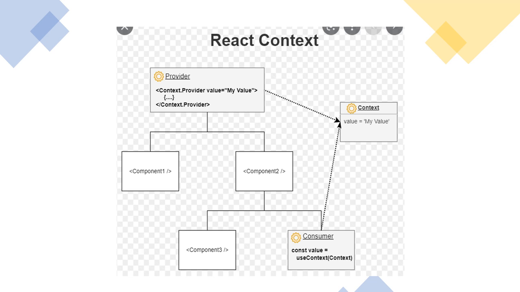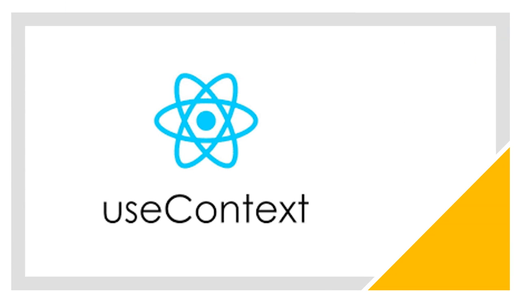From the React official page, context is described as a way to pass data through the component tree without having to pass props down manually at every level. Now we will focus on how useContext works programmatically. So let's get into the demo.